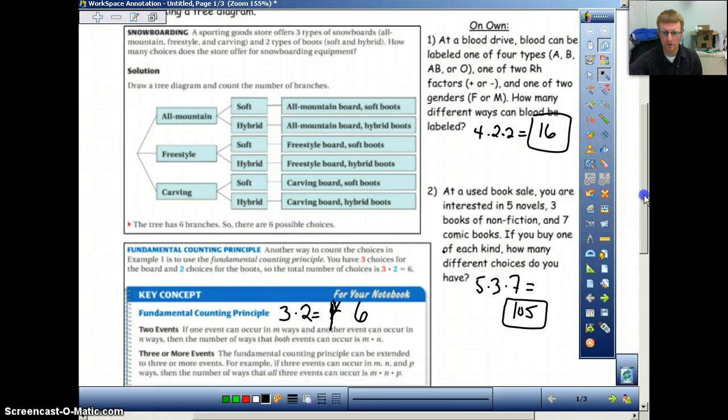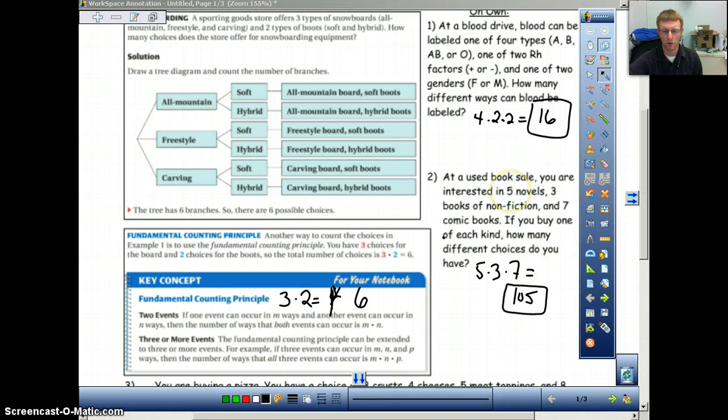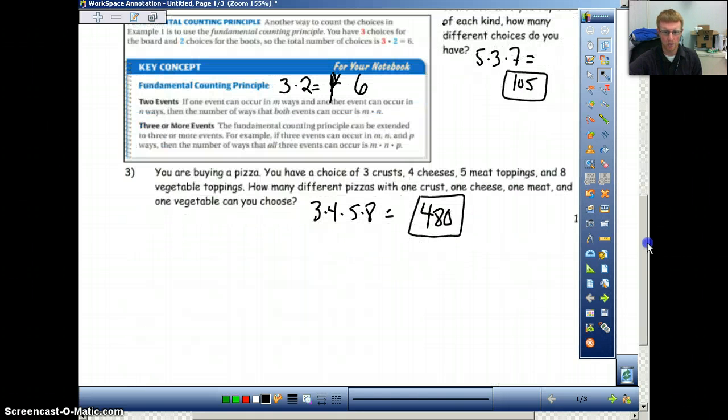The second one, you should have gotten 105. So the different choices that you have for each kind of book, you have 105 different combinations of mixing up your novels, books of nonfiction, and comic books. And then the last one for the pizza, you have 3 times 4 times 5 times 8 is 480. So again, that means that you have 480 different combinations of choosing one of each.